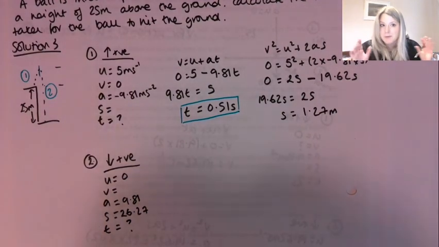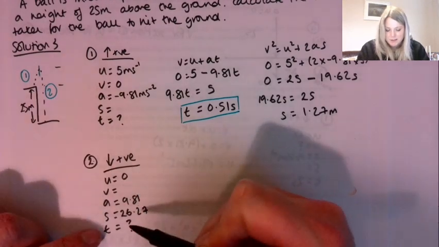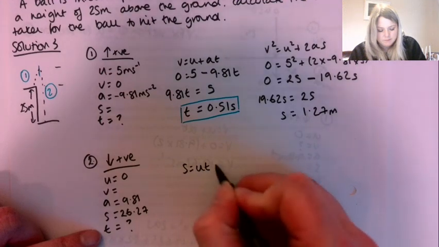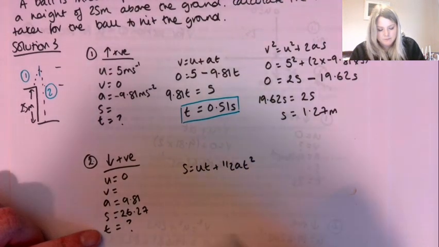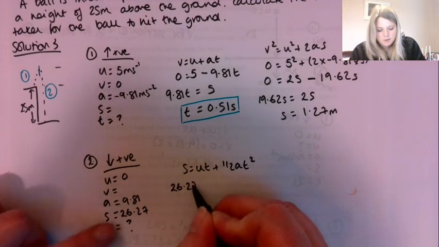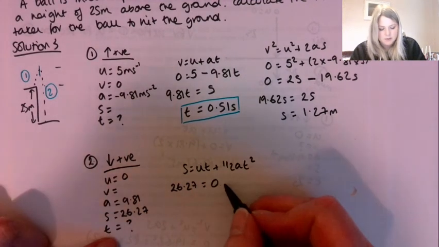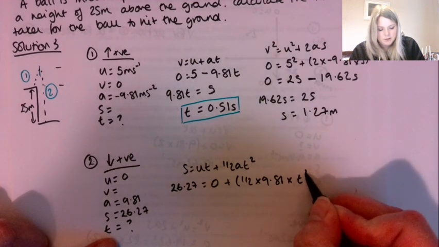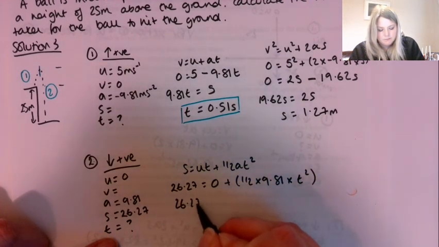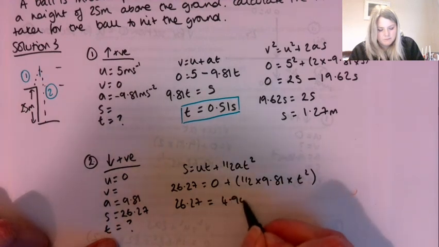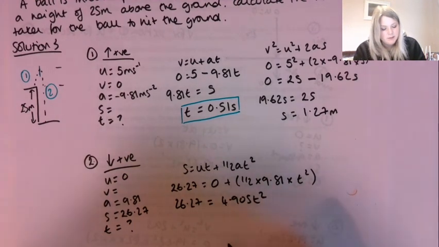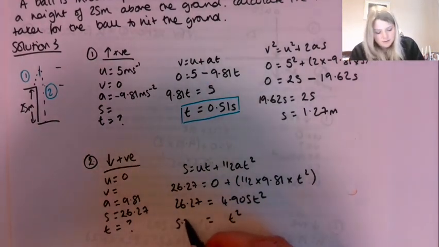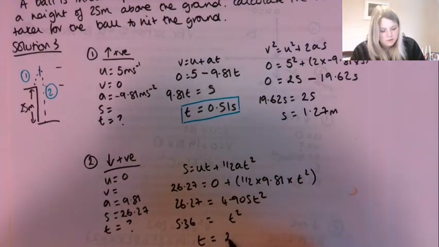Okay, so now we've got enough information. We've got U, A, S and we're looking for T. So S equals UT plus a half AT squared. Fill in the values: 26.27 for S, U is 0, so that's all going to disappear, plus half times 9.81 times T squared. Divide both sides by 4.905. What's that get? 5.36. Square root both sides, 2.31.